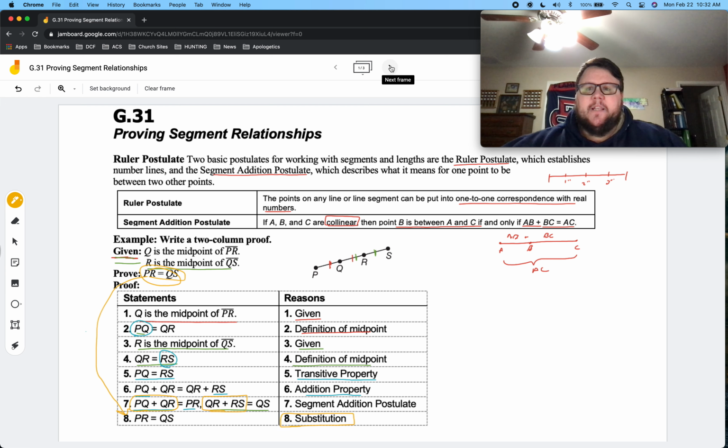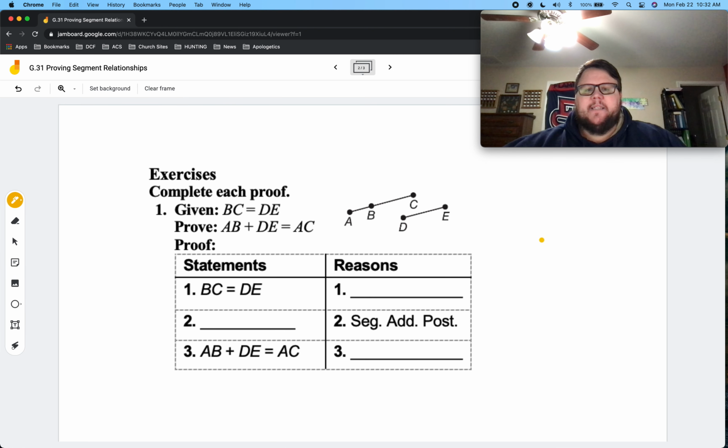So I'm going to go ahead and do the next problems with you guys. It is your responsibility to plug in the answers, though. I'm going to give you the answers, but you are still responsible. If you want full credit for the assignment, if you want credit at all, you need to put the answers in yourself. So we start off with complete each proof. Given BC equals DE. Notice our first statement is BC equals DE. Where did we get that from? We got that because it was given to us. So we're going to write in here, given.